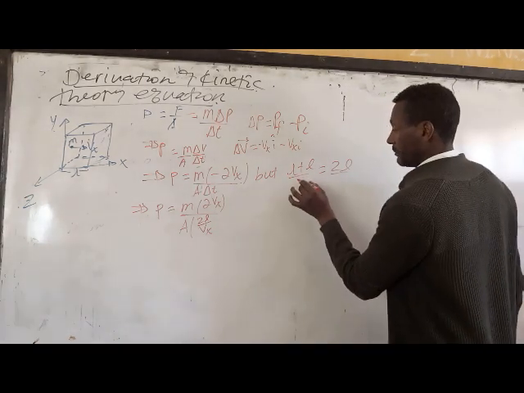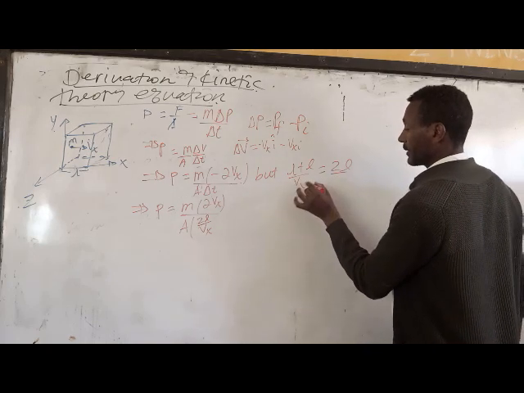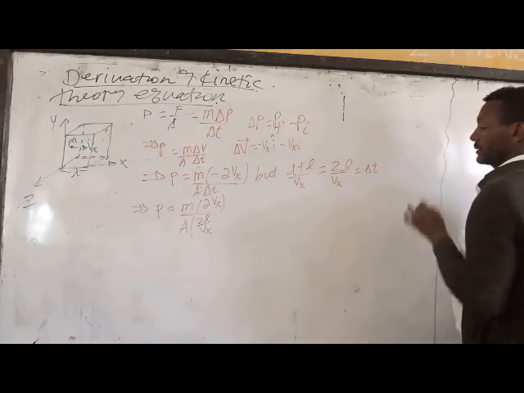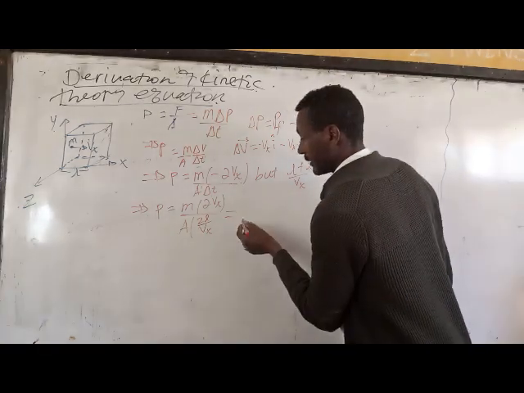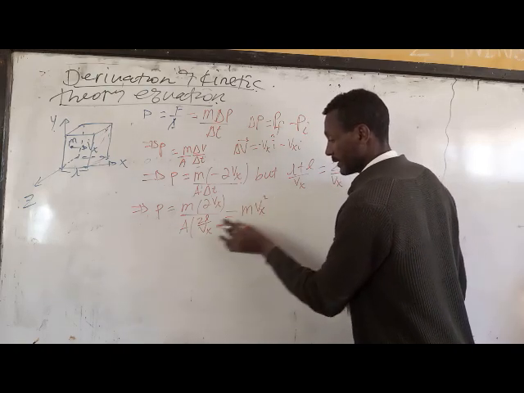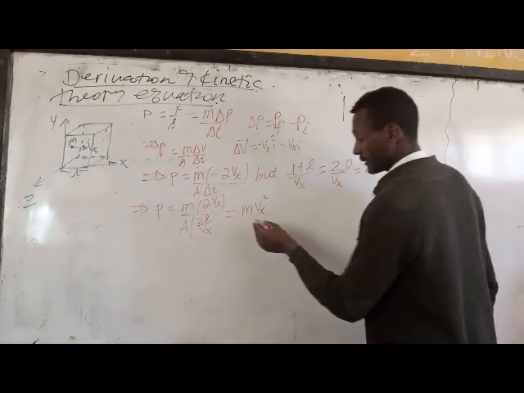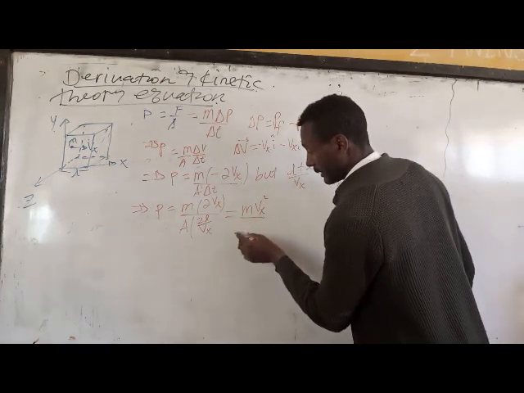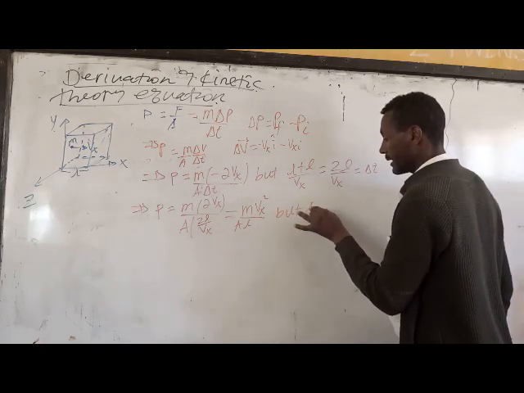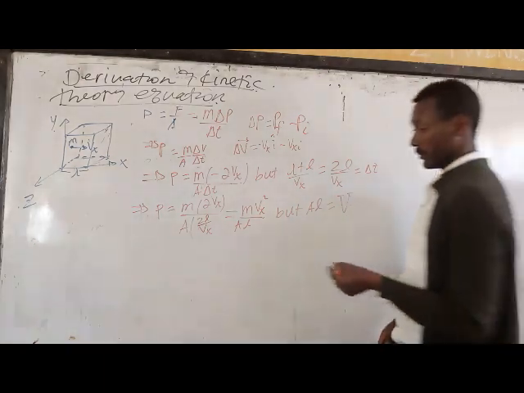This is over Vx, and this one over Vx is equal to delta t. Okay, this is equal to m times Vx squared, just when you multiply this by this one, it becomes squared, over A times L. What is AL? AL is the volume of the cube.